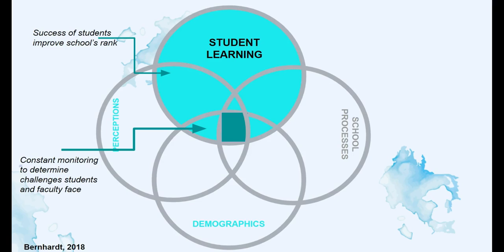Here you can see how student learning perceptions and demographics are connected. Success and failure of student learning will affect the perception of a school. The students themselves will see their results and draw their own conclusion. You can also look at student learning perceptions and demographics together to do ongoing monitoring to determine the challenges that students and faculty face.